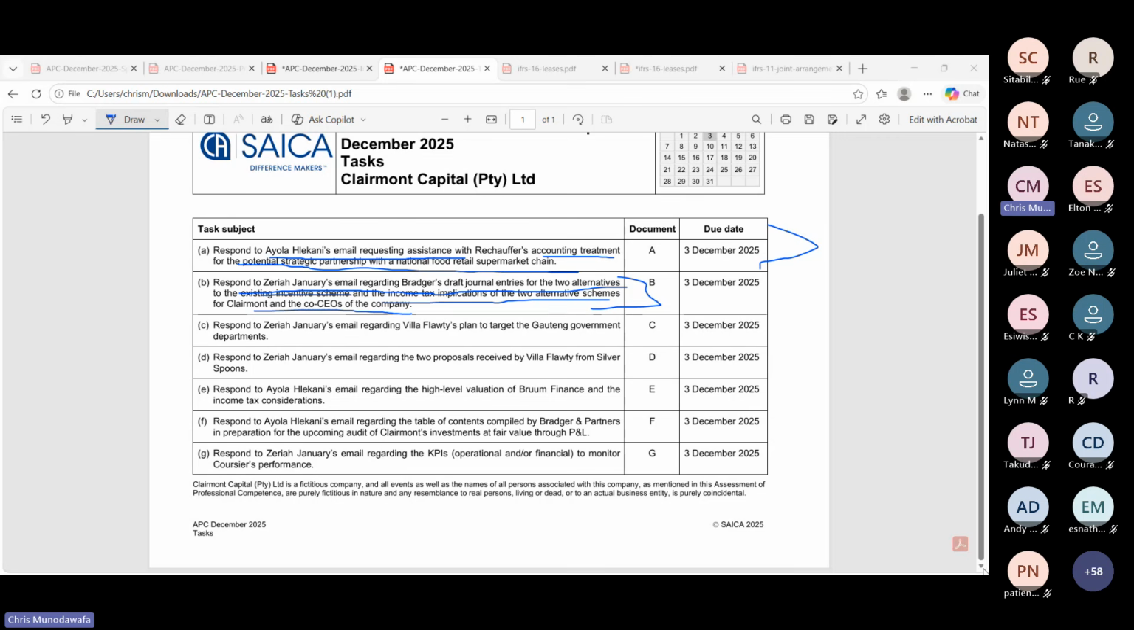So you should not immediately assume the arrangement is a subsidiary. Is it an associate? Is it a joint venture? Merely because it is called a partnership.